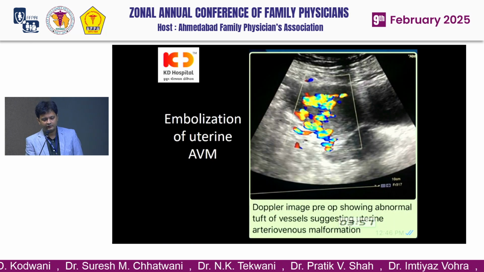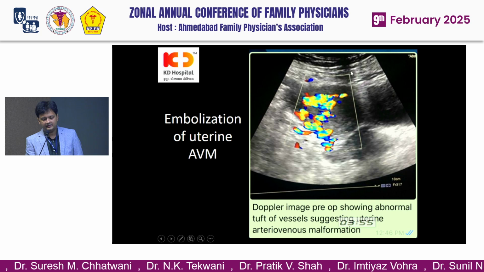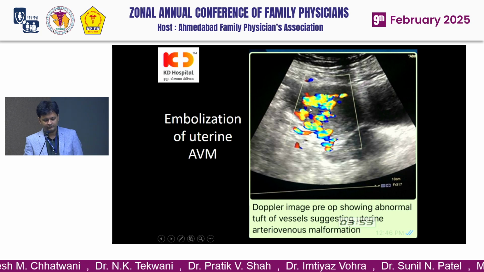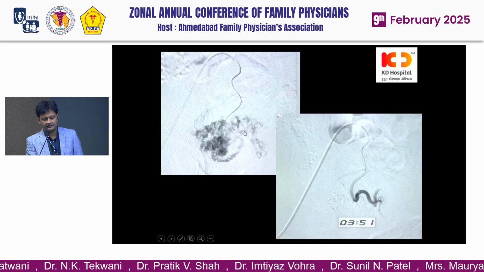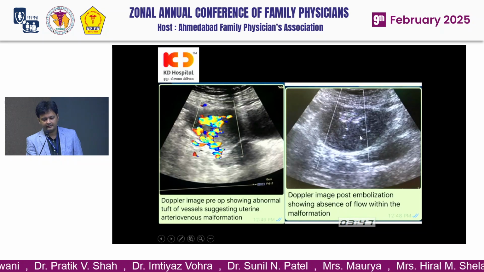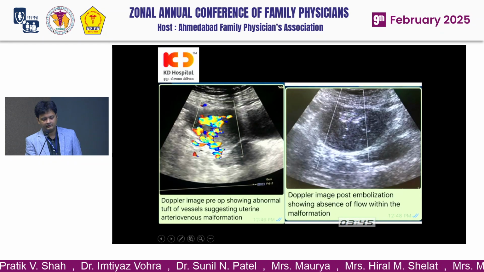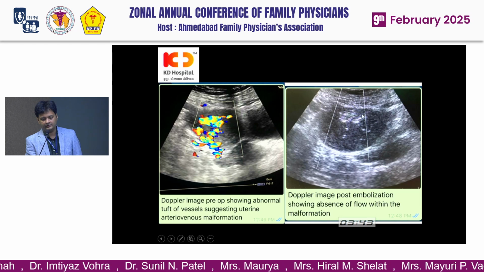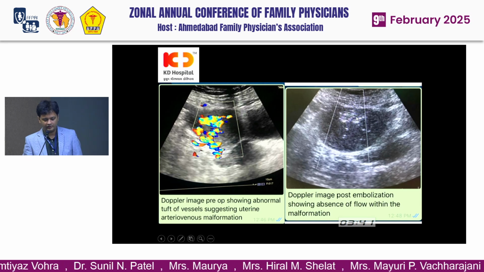So this is a case of uterine AVM. You can see this is a Doppler image which is showing abnormal tuft of vessel. We went and did arterial embolization with glue, and this is the post-therapy image. This is the pre. We can see the Doppler image, and here the tuft of vessel is completely not seen.